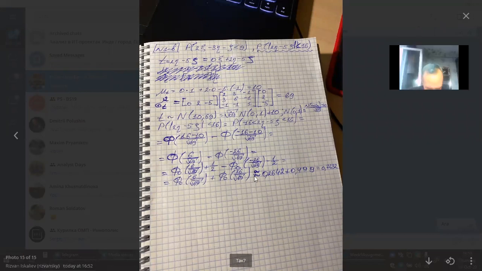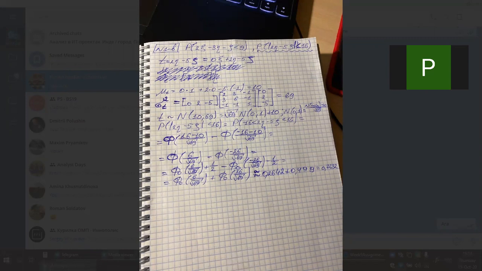First of all, I calculated the mu and sigma squared parameters for the distribution T. I got that T is distributed with parameters 10 and 69, and by formula it is root of 69 multiplied by the standard normal distribution plus 10. Then by this, I expressed the standard normal distribution through the new distribution that we calculated.